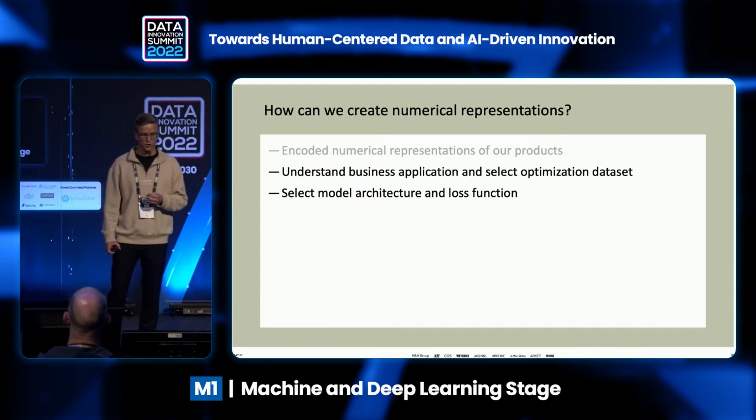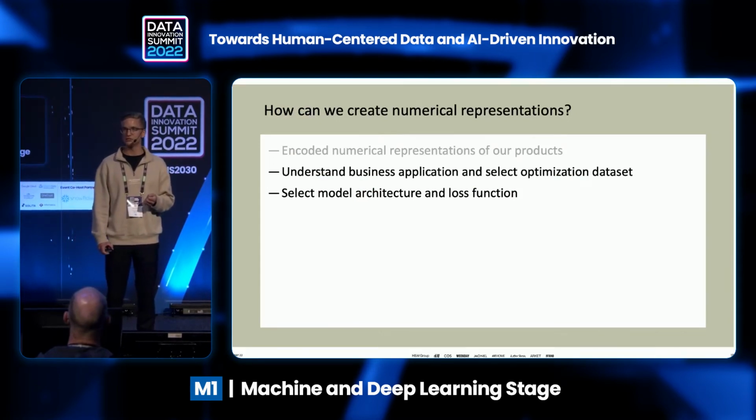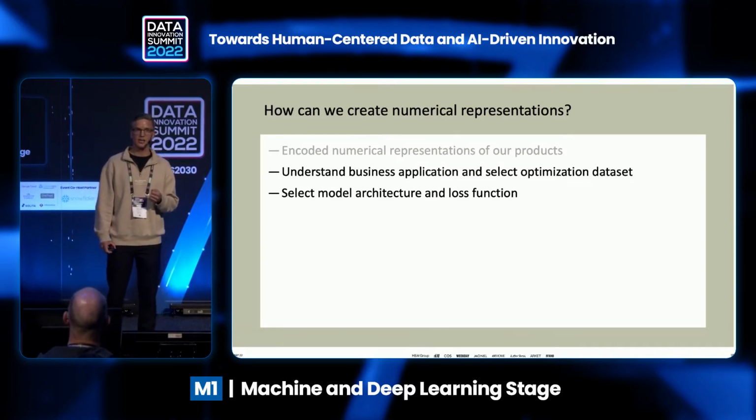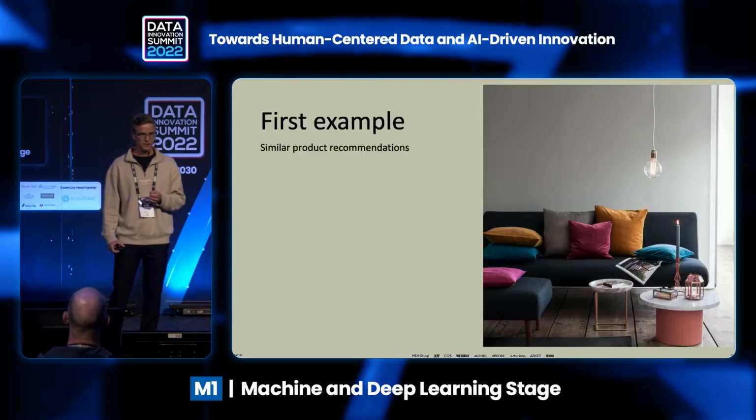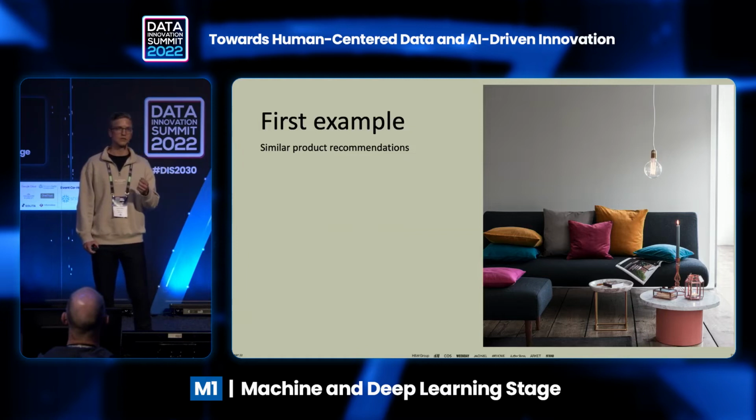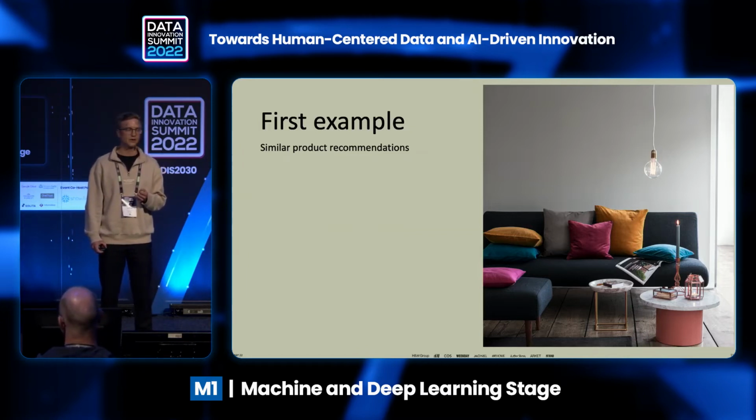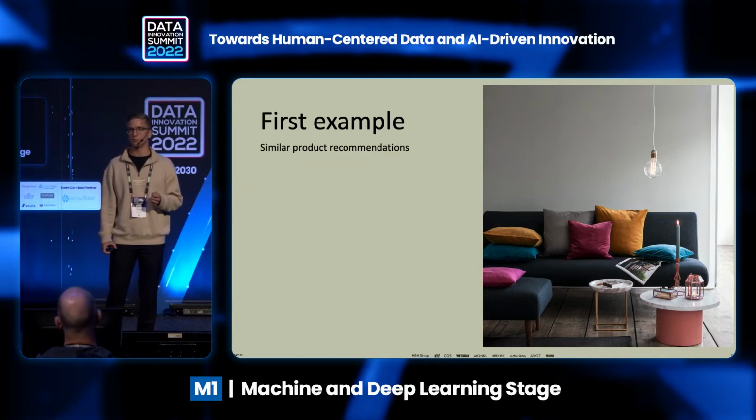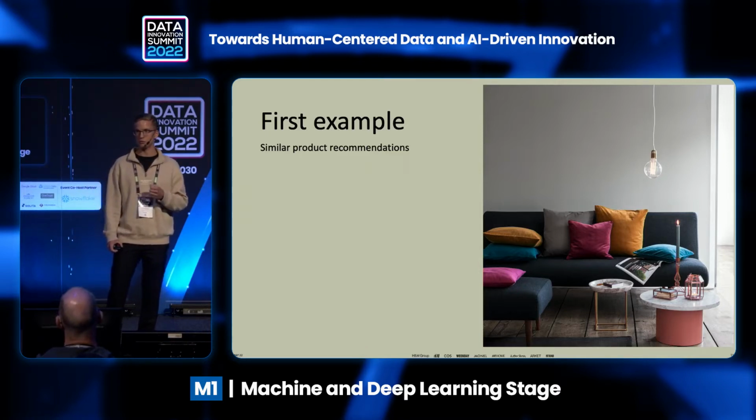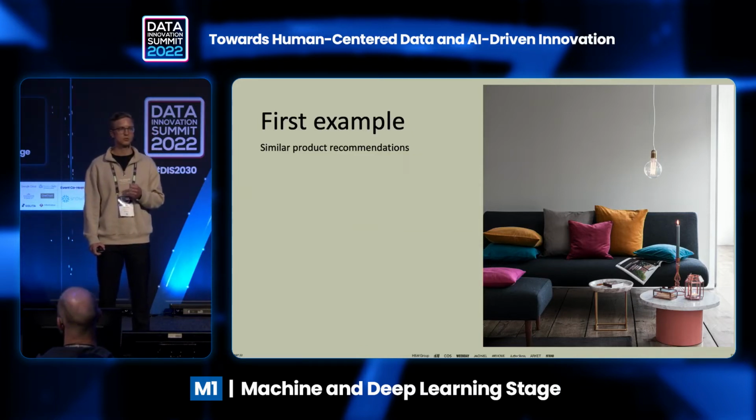Now I want to show you how we are identifying business applications, also selecting datasets, structures of our networks, and a loss function for actually creating these embeddings at H&M. This first example is when we give similar product recommendations. It's when a customer is going in on H&M.com or at any of our other sites, and they're looking at a product that they like. Here we want to stay relevant to our customers and increase the shopping experience, so we want to give recommendations of similar products.